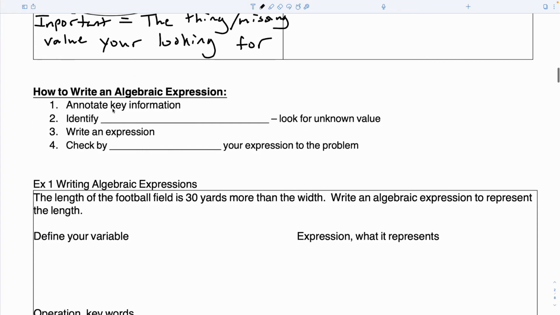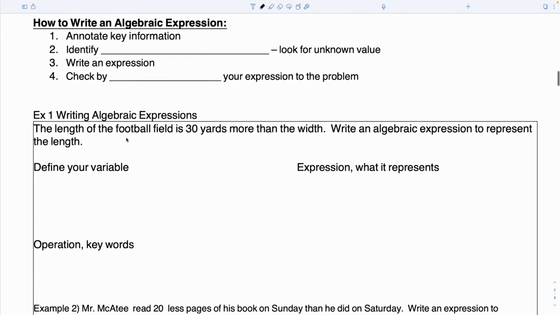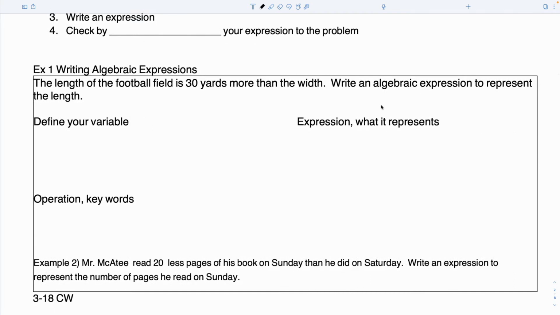Let's go to example 1, then we'll fill out 1, 2, 3, and 4 and give some examples. Read example 1 for me, please, Avery. Yeah, example 1, the length of. You're given a word problem, you're trying to make an expression that represents this. This is kind of like a fraction word problem where we got really good at circling numbers and boxing keywords. Do the same thing here.